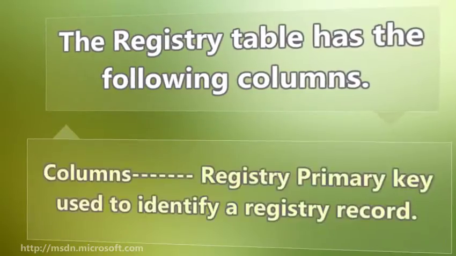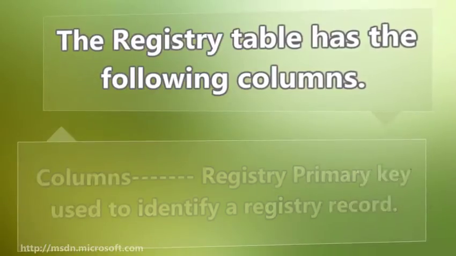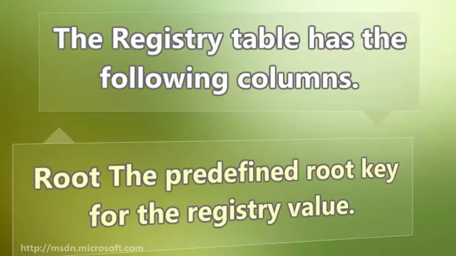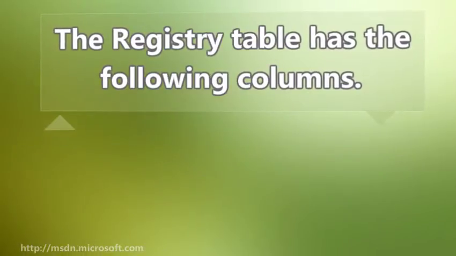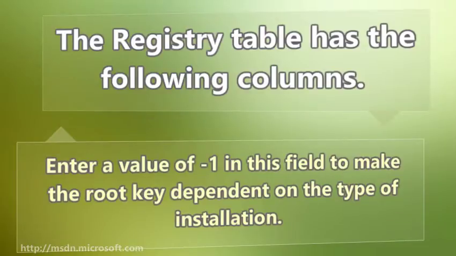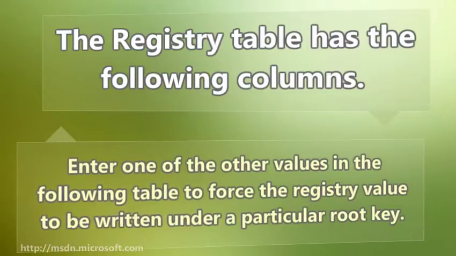Registry: primary key used to identify a registry record. Root: the predefined root key for the registry value. Enter a value of -1 in this field to make the root key dependent on the type of installation. Enter one of the other values in the following table to force the registry value to be written under a particular root key.